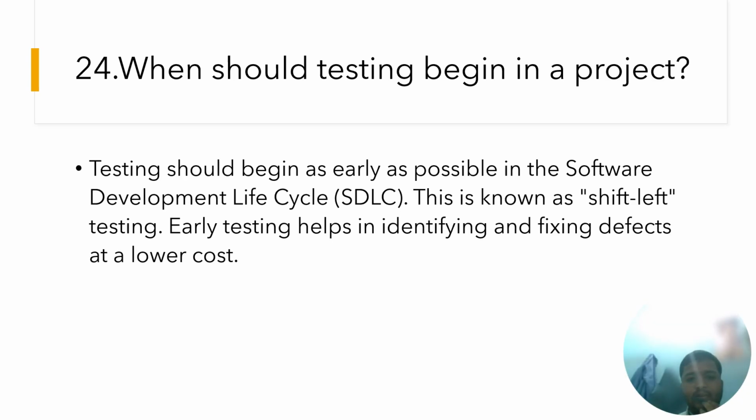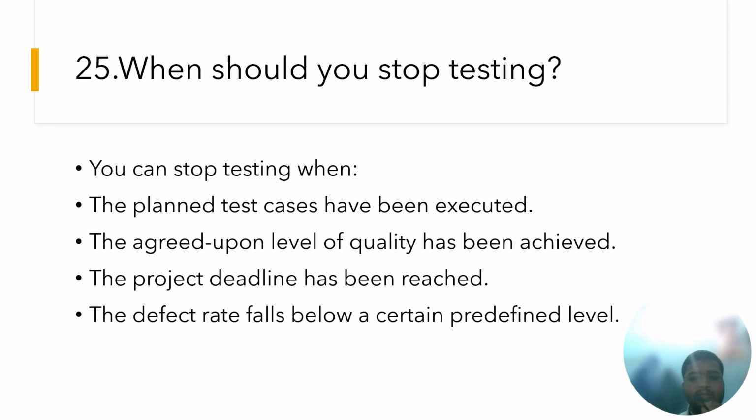When should testing begin in the project? Testing should begin as early as possible in the software development life cycle. This is known as shift left testing. Early testing helps in identifying and fixing defects at a lower cost. When should you stop testing? You can stop testing when the planned test cases have been executed, the agreed-upon level of quality has been achieved, the project deadline has been reached, or the defect rate falls below a certain predefined level.